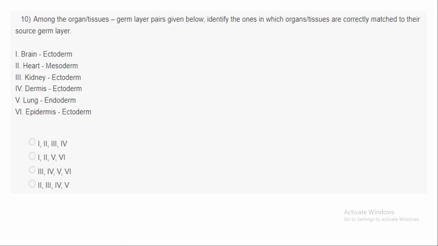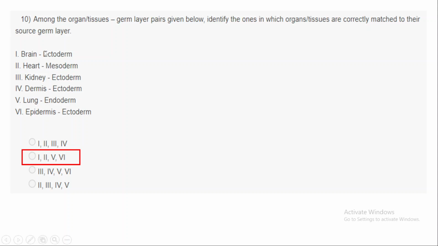I think there are some answers. Option 2. People are saying option 2. Brain to ectoderm, heart to mesoderm, lung, endoderm, and epidermis, ectoderm. Let us see if it is the correct answer or not. Option 2 is the correct answer. And yes, Dipanvita, you are correct. Kidney comes from the mesoderm. So option 2 is the correct answer.